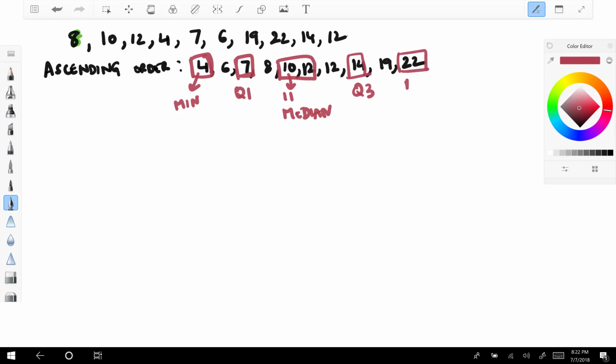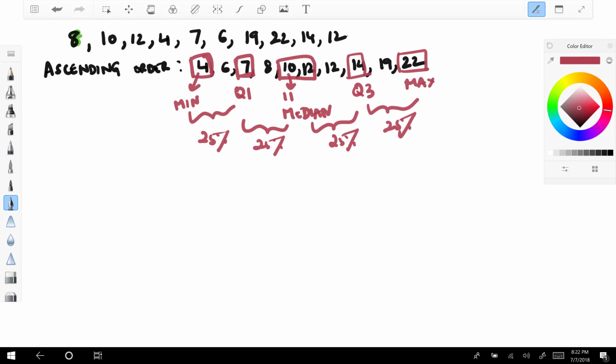So what this is saying is, between minimum and quartile 1, 25% of the data will lie. Between quartile 1 and median, 25% of the data will lie. Between median and quartile 3, 25% of the data will lie. Between quartile 3 and maximum, 25% of the data will lie. So it adds up to 100%.